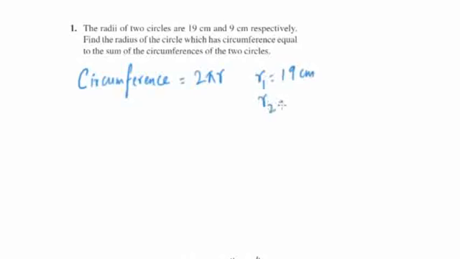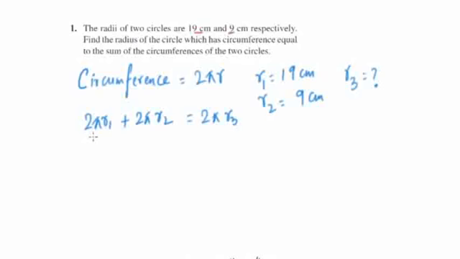So let's find the circumferences of the two circles. We know the formula to find the circumference of a circle is basically 2 pi r. Let's take the radius r1 as 19 centimeter and the radius r2 as 9 centimeter. And we have to find the radius of the bigger circle, that is r3. Now it is given in the question that the sum of the circumferences of these two circles is basically equal to the circumference of the third circle with radius r3.